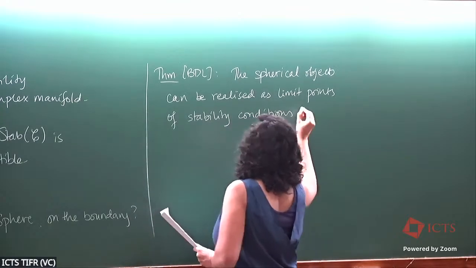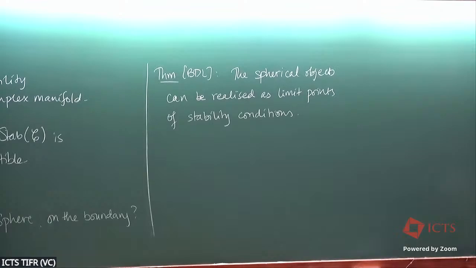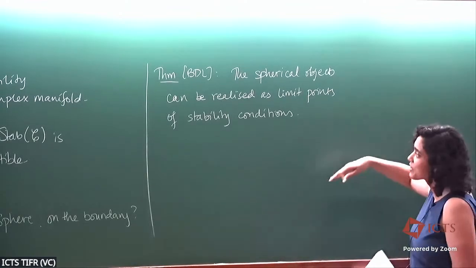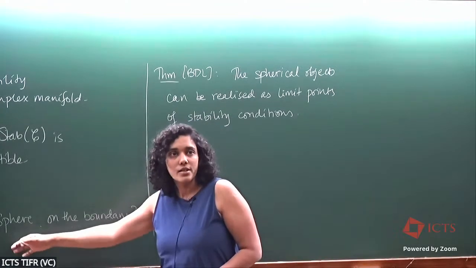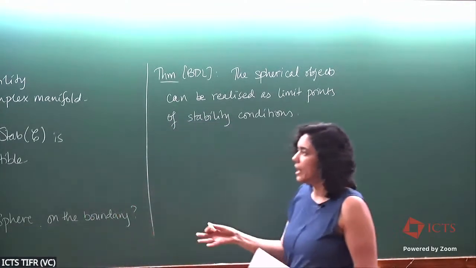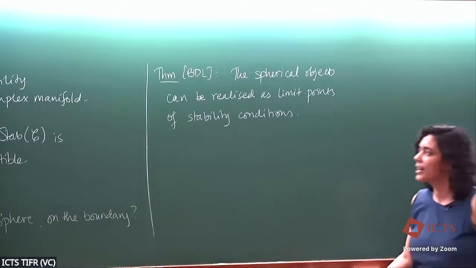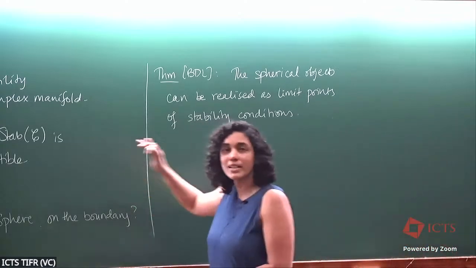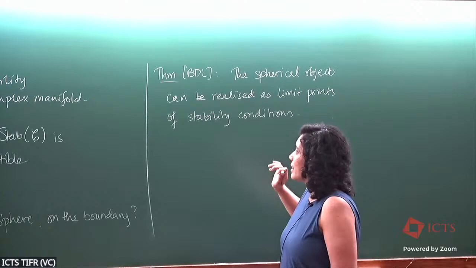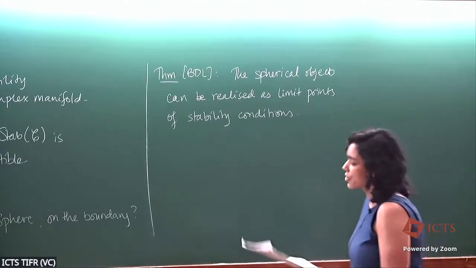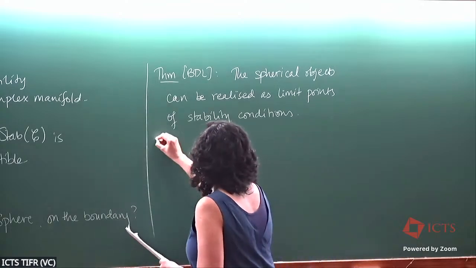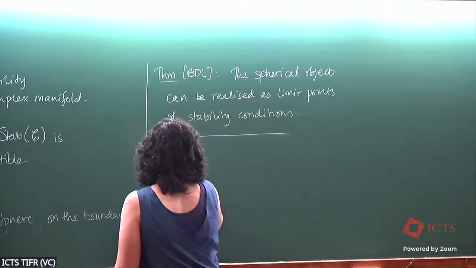I'm not stating this precisely because I don't need it for the rest of the talk, but this is still motivation. This is the motivation of why we want to study spherical objects. Now we change our point of view and say, forget about this space of stability conditions. Let's just look at the spherical objects and see if there's some sphere that they sit on, some natural topology. That's the punchline of the motivation.